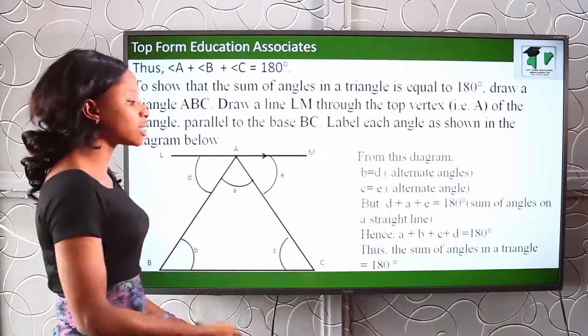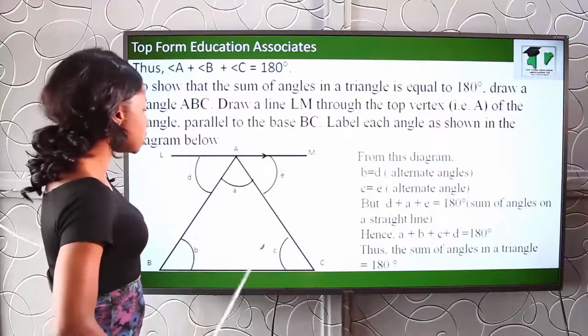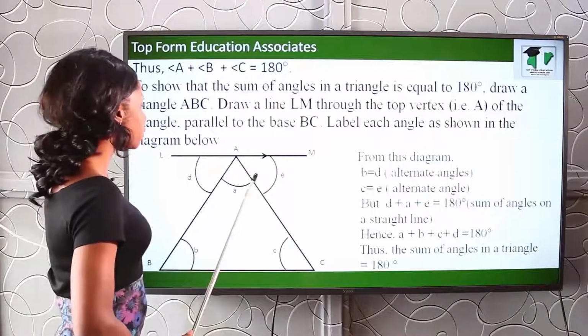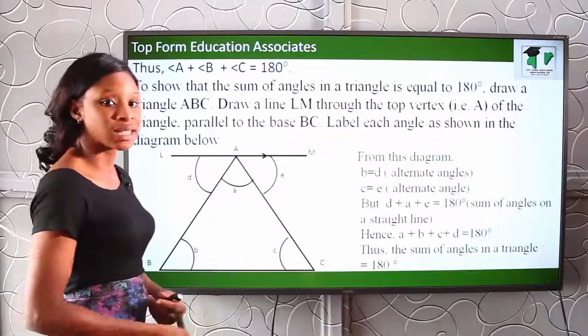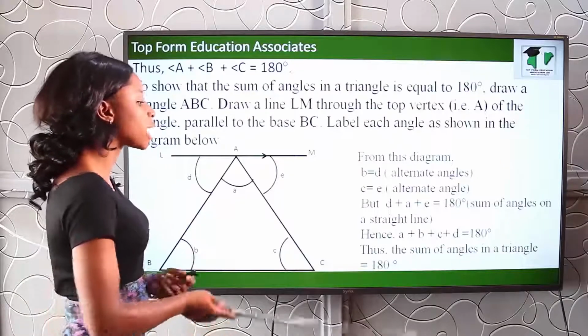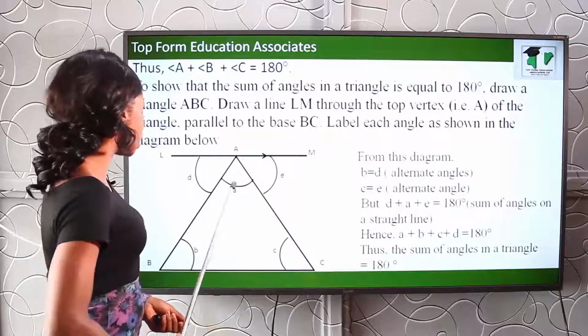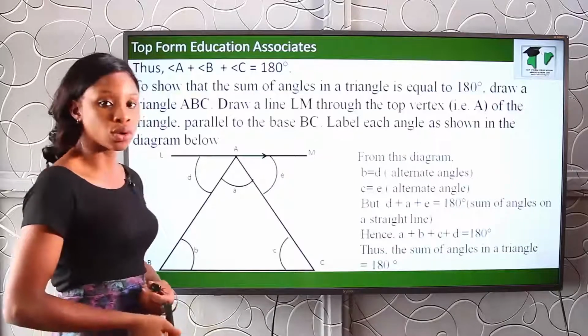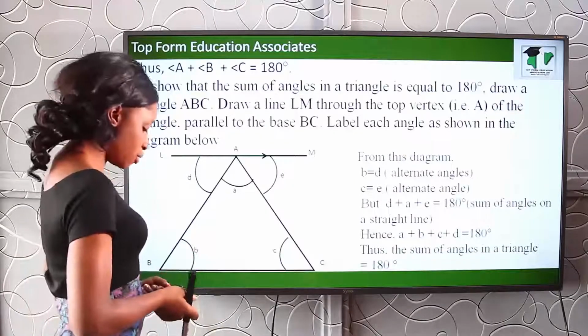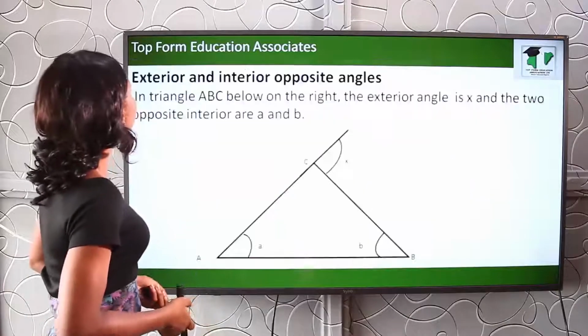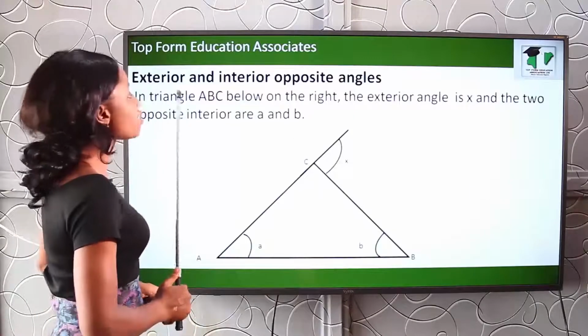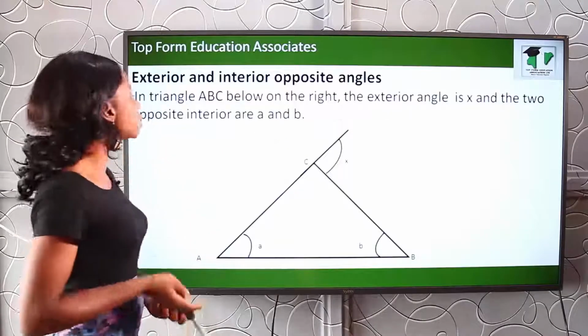Okay, so we can say that A, B, C, D, and E will give us 180 degrees because they are all angles on a straight line. Hence, the sum of angles in a triangle is 180 degrees. I hope you understand. Now, let's look at the exterior and interior opposite angles.